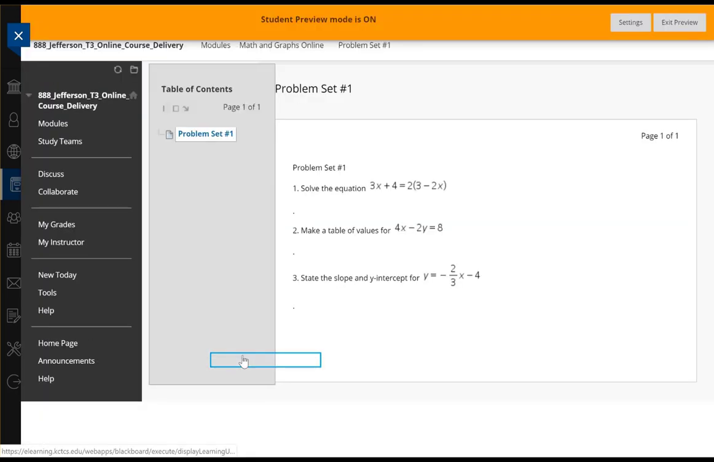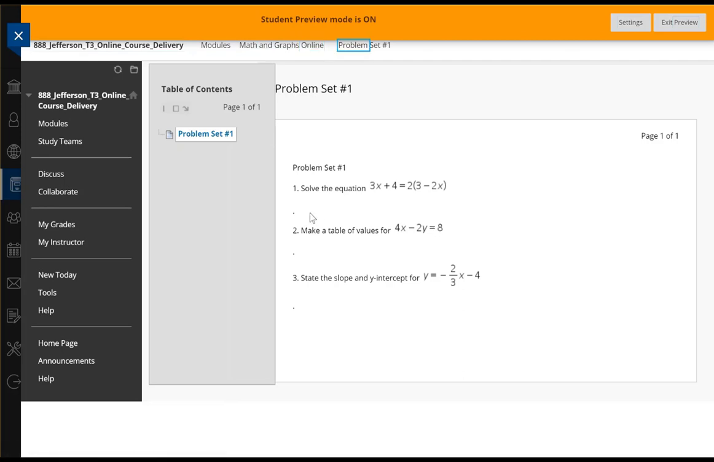Problem set number 1. I still can't get out of these menus to the page, but let's assume I get to the page.